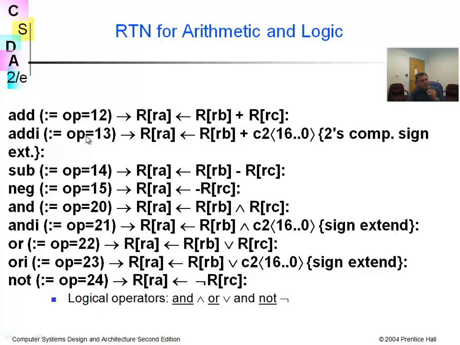One of the operands comes with the instruction. It is on the instruction. So that means you take the content of RB and add it to C2. When you see C2, that means this is a type 2 instruction.